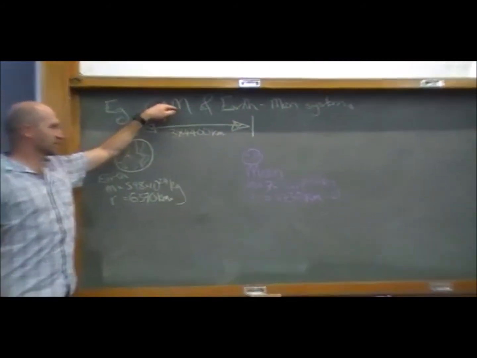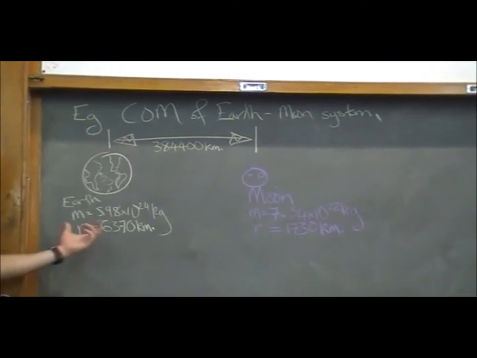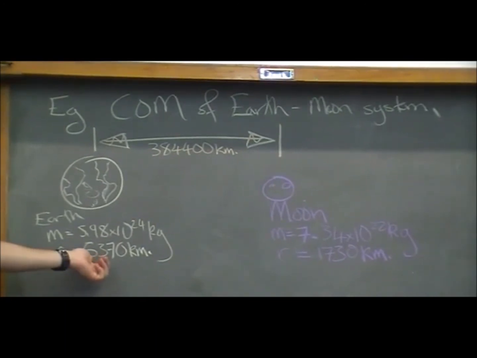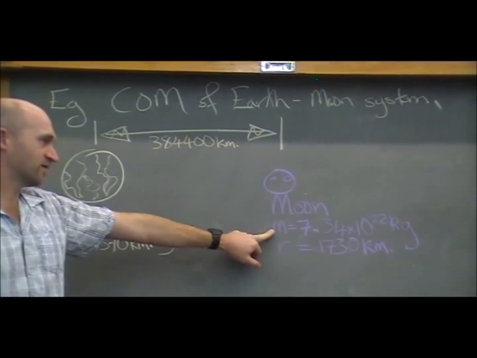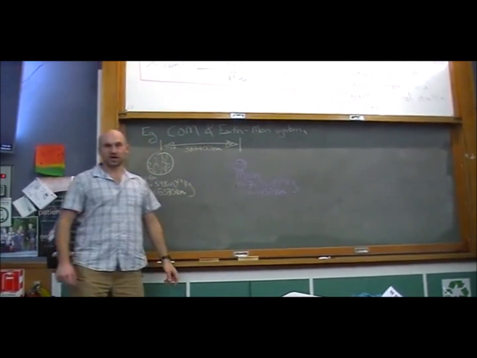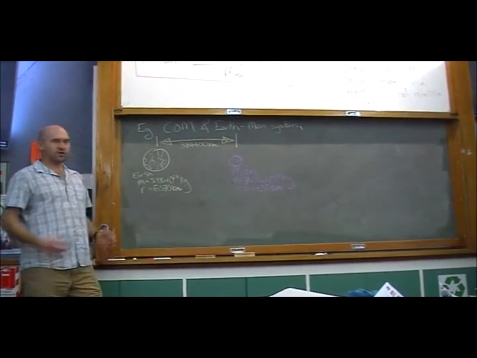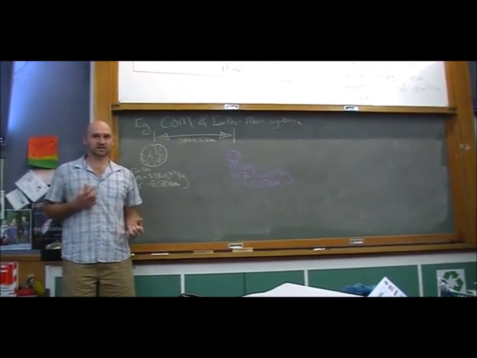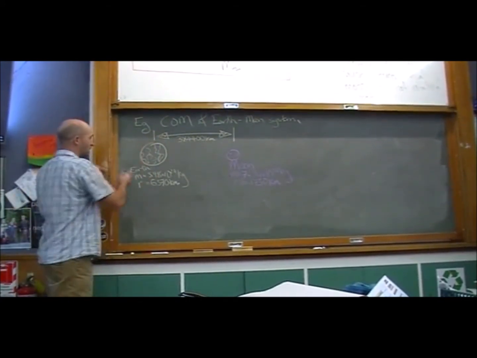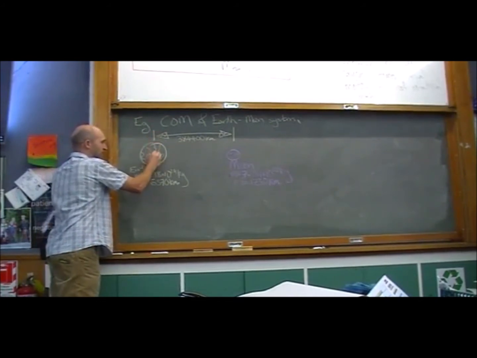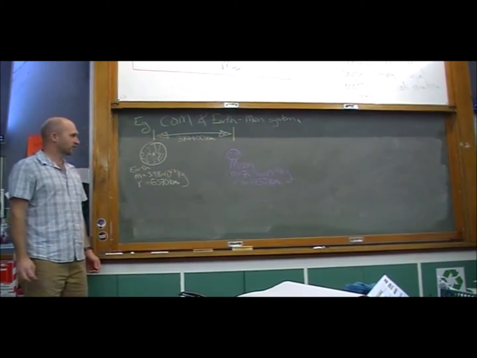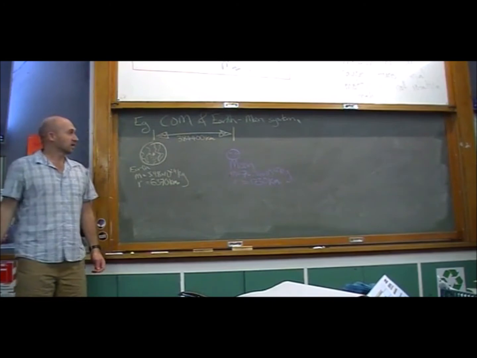Find the centre of mass of the Earth-Moon system. So we've got the Earth, 5.98 times 10^24 kilograms, and a radius of about 6,400 kilometres. Then there's the Moon, 7.34 times 10^22 kilograms, and just under 2,000 kilometres radius. If we're trying to find the centre of mass of the Earth-Moon system, it's going to make sense to make all of our measurements from the centre of the Earth, choose that as our arbitrary zero point, and measure all of our distances from there. We'll see in a second why that's going to make it simpler.